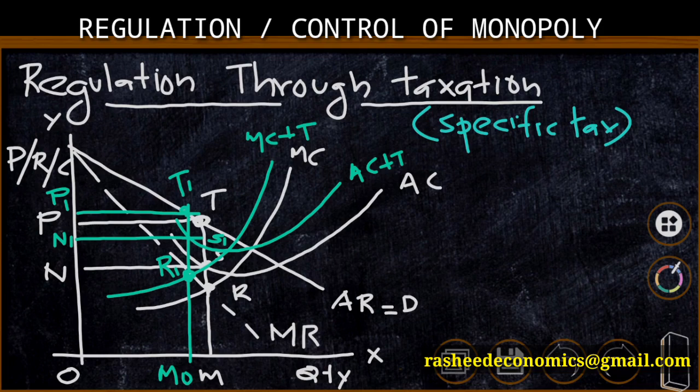Since the burden is on consumers, we cannot consider this specific tax as a satisfactory method of controlling monopoly. This is the effect of the imposition of specific tax on the equilibrium condition of monopoly.